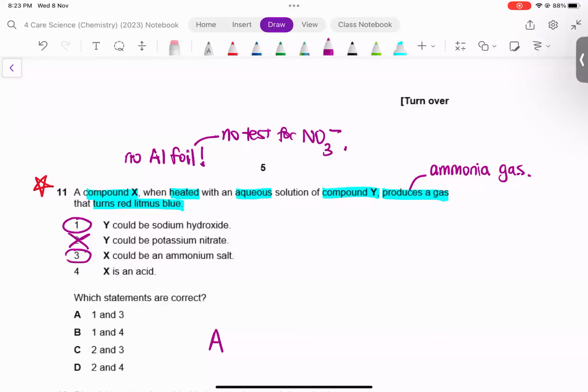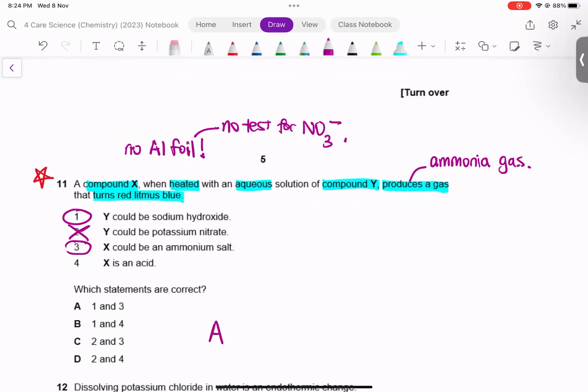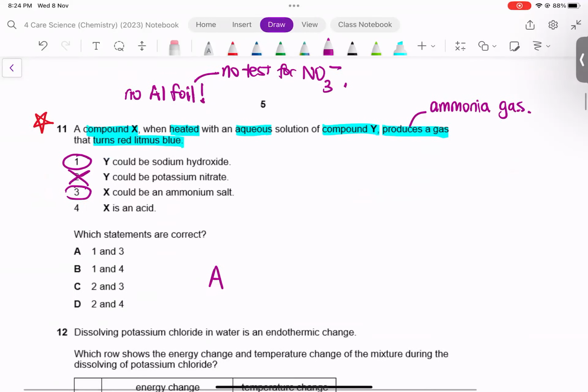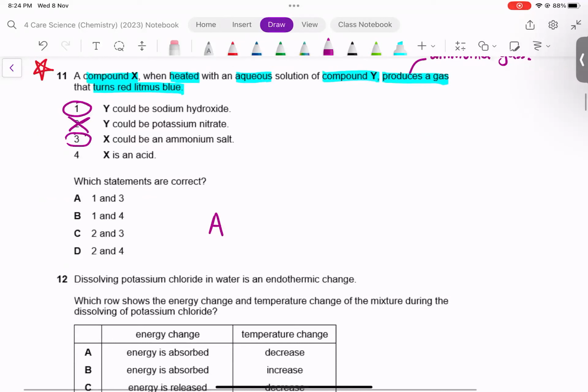So this requires you to have good knowledge of the QA test for ions as well as gases, okay, and use the information to deduce correctly what X and Y could be. Okay, that's question 11. So I hope you learned this well. It's a good way to test QA as well. Question 12, I think, is quite straightforward, but please do not miss this sentence.